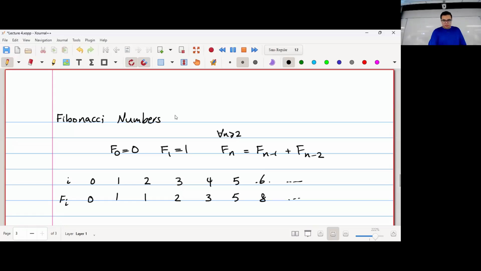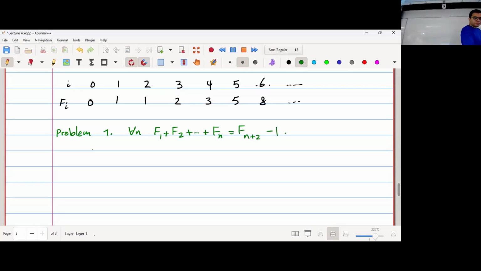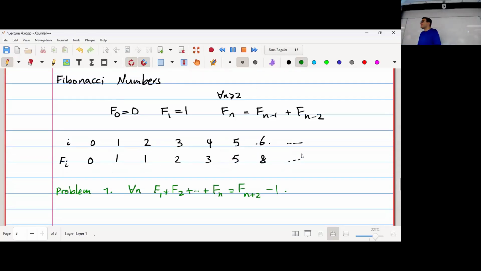We want to prove some things about the Fibonacci numbers. So this is our first problem for today. I want to look at the sum of the Fibonacci numbers. So let's say that I just look at F1 plus F2 all the way to Fn. And I want to say that for every n, F1 plus F2 all the way to Fn is equal to F(n+2) minus 1. Okay, prove this. And of course, I want you to prove it by induction. You might be able to prove it using a different method too, but let's just do it using induction.